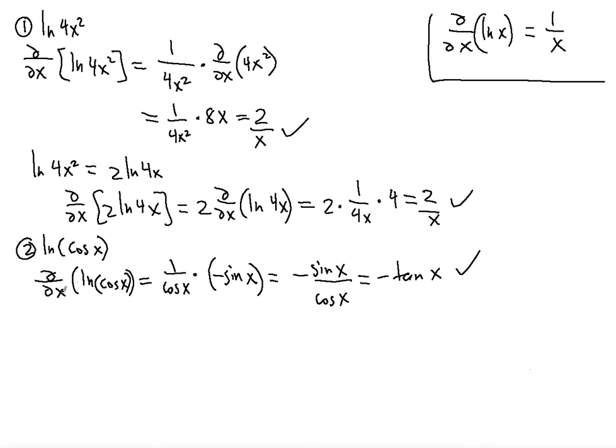And that, as you should recognize, is negative tangent of x. Now the last example is going to involve using the chain rule several times. The function will be sine of ln of cosine x to the third.